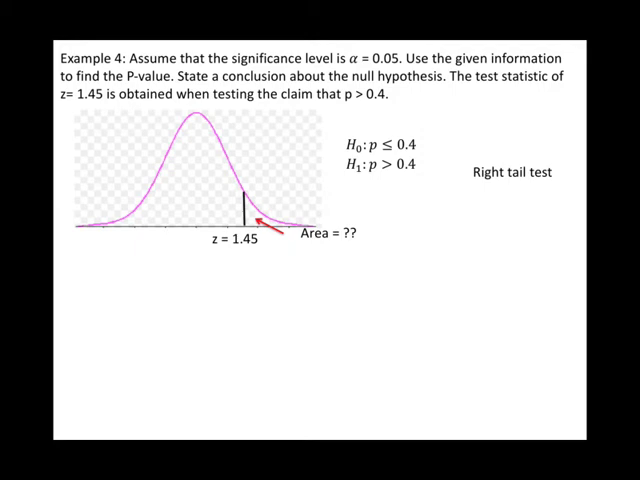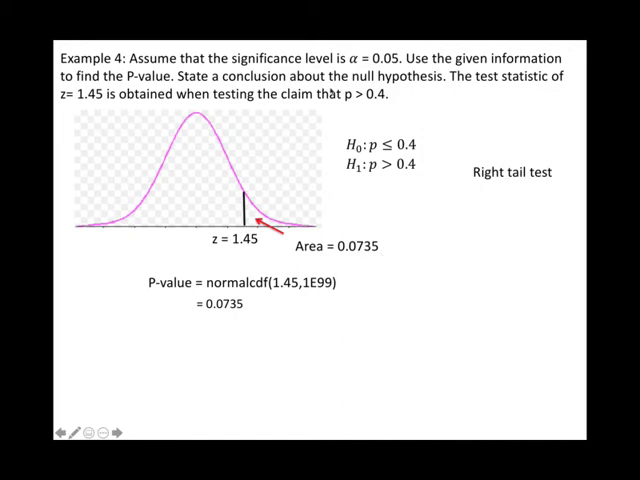We'll be using either normal CDF or inverse norm. Okay, so we're going to use the normal CDF. Lower value will be 1.45. Upper value will be here, 1E99. Use your calculator. Okay, you should get 0.0735. So the area of the right tail, which is the p-value, will be equal to 0.0735.